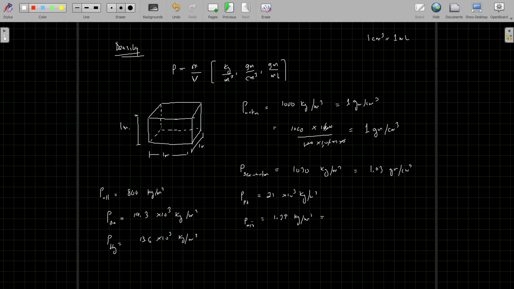So air is very thin. 1.29 kg per meter cube, which is nothing. If you write it in gram, it would be 0.00129 gram per centimeter cube.